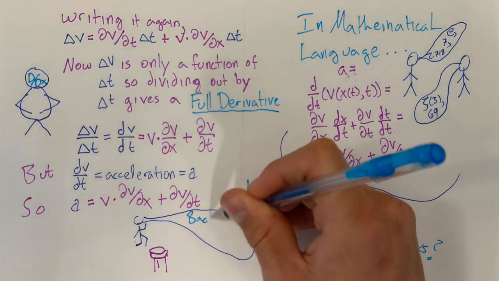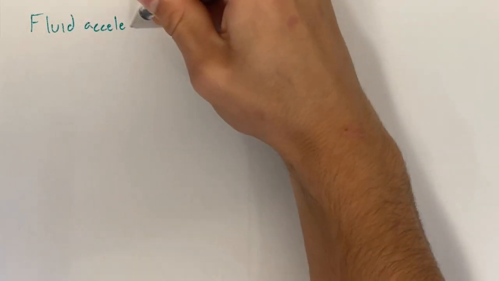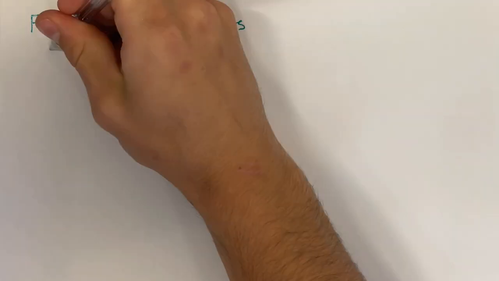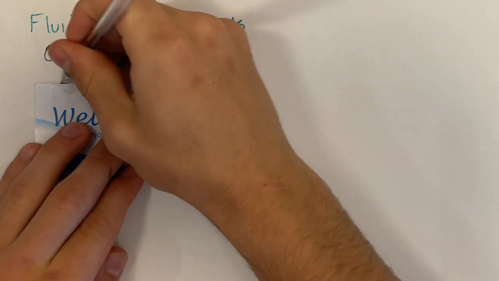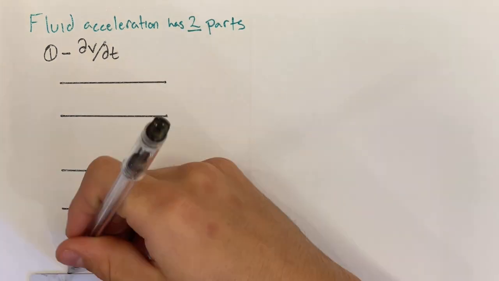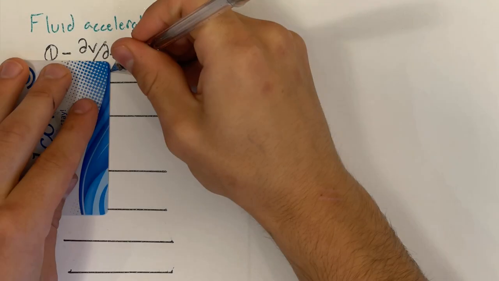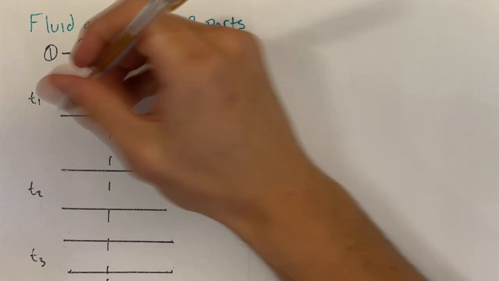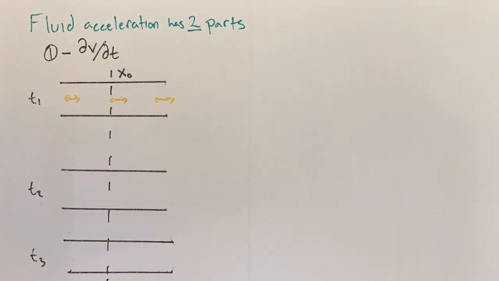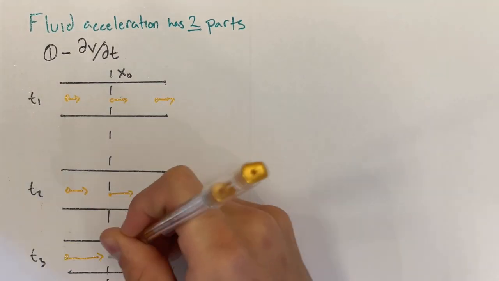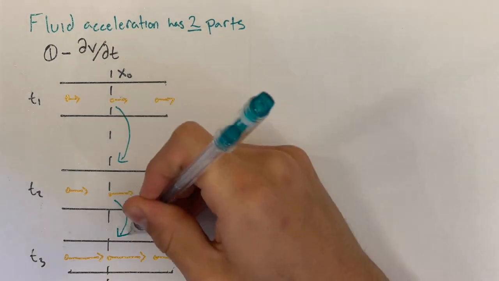This equation tells us that there are two components to a fluid's acceleration. One is the change in velocity over time at a singular point in space. This is given by partial v partial t. To imagine this term, I think of some fluid moving with uniform velocity that simultaneously increases its speed. Of course the fluid box is accelerating, all of them are.